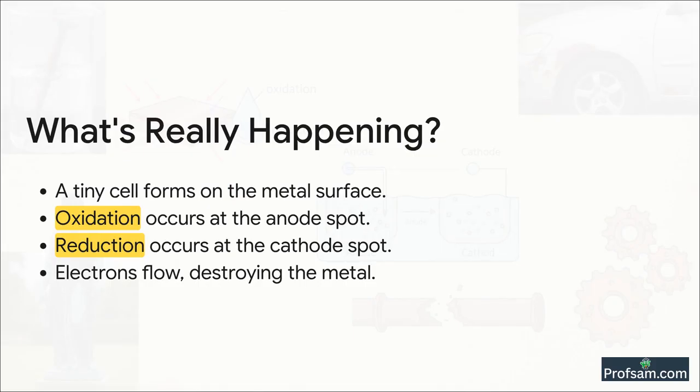So, what is actually happening on the surface? When water and oxygen are present, one small spot on the iron's surface starts to act as an anode. Here, the iron atoms lose electrons, they get oxidized. At another spot nearby, which acts as the cathode, oxygen from the air gains these electrons. It gets reduced, and the electrons flow from the anode to the cathode, right through the metal itself. This completes a small circuit that starts eating away the metal.